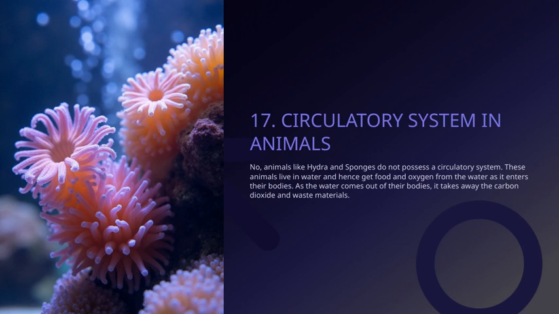This simple process is enough for these animals because of their small size and the aquatic environment they live in. It's a great example of how different organisms have evolved various ways to meet their needs without a circulatory system, tying into our overall theme of how animals adapt their body systems to their habitats.